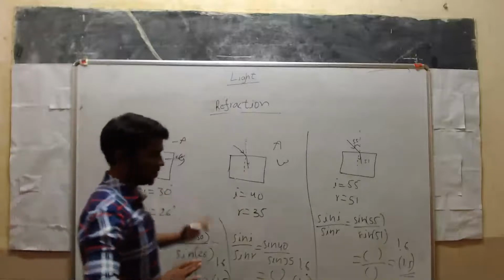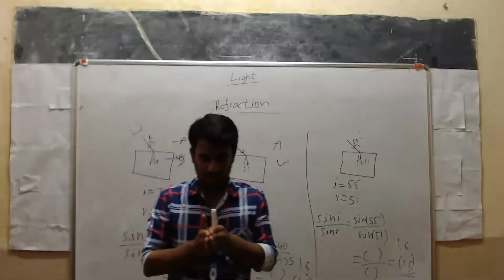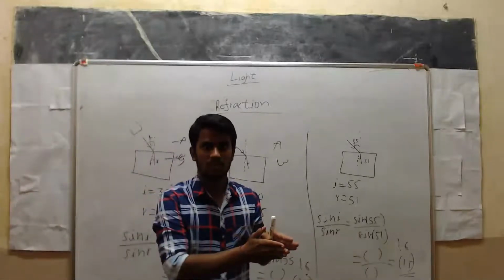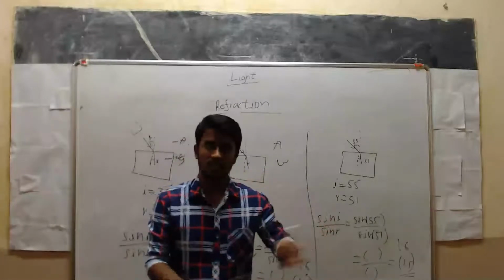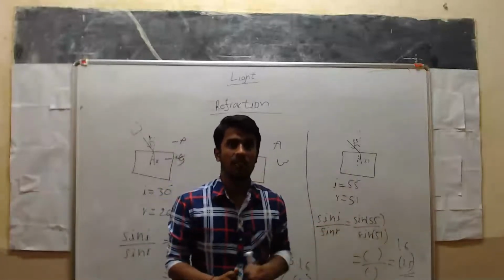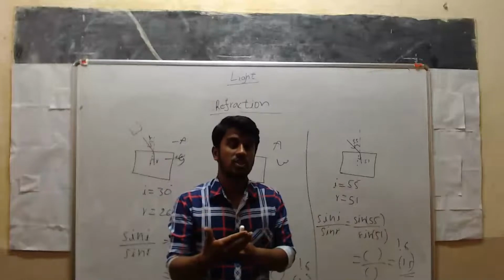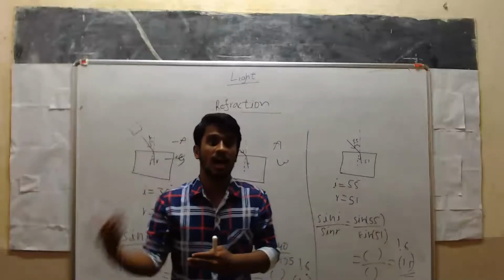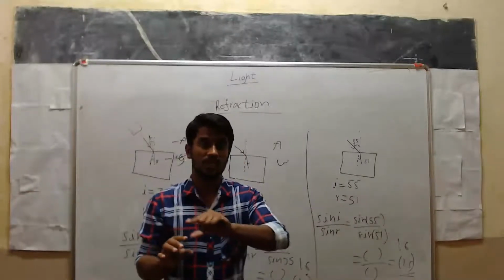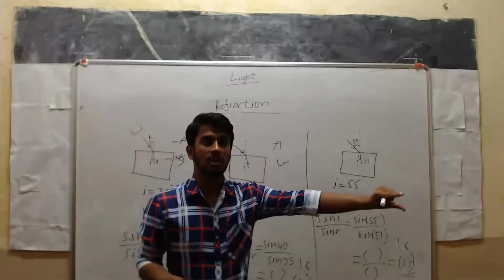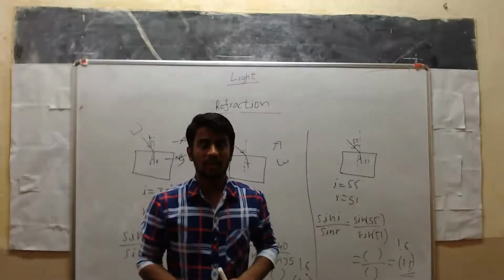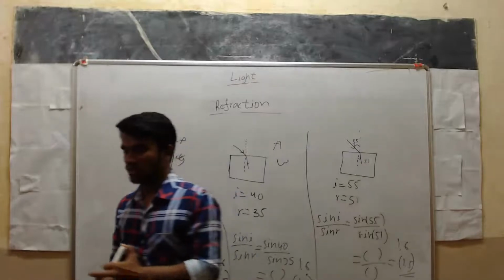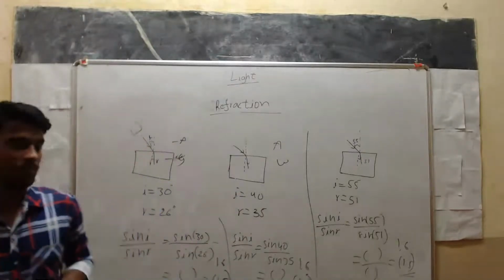See, it's very simple. If you pass a ray of light at a different angle, if the angle of incidence is different, then the angle of refraction is also different. But finally, if you take the ratio sin i to sin r, you will get the same answer for all the angles. Okay, so this is the second law of refraction of light.